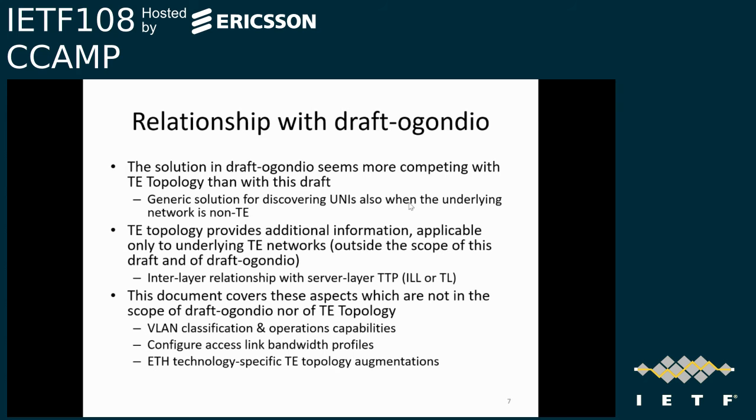And what we do in this document is something which is outside the scope of both the draft of Gondio and of T topology, which is reporting what are the VLAN classification and operation capabilities on the UNI, to configure the access link bandwidth profiles, and to configure and report the topology for Ethernet T, the technology-specific augmentation of T topology. So next slide.